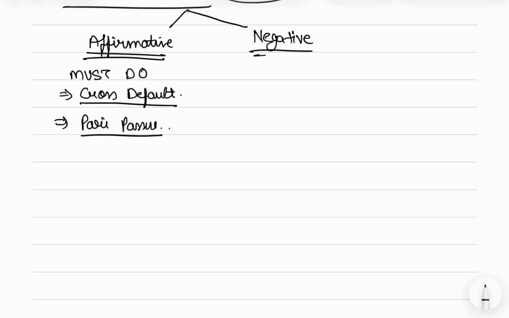Then we have negative covenants. These are must not do. These are the risky actions. For example, no excessive borrowing should be taken, no large dividends, and no risky asset sales should be there.